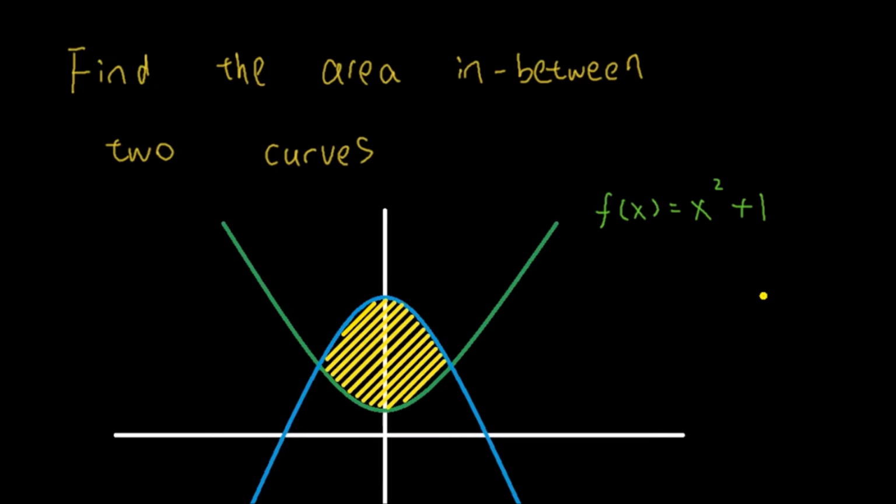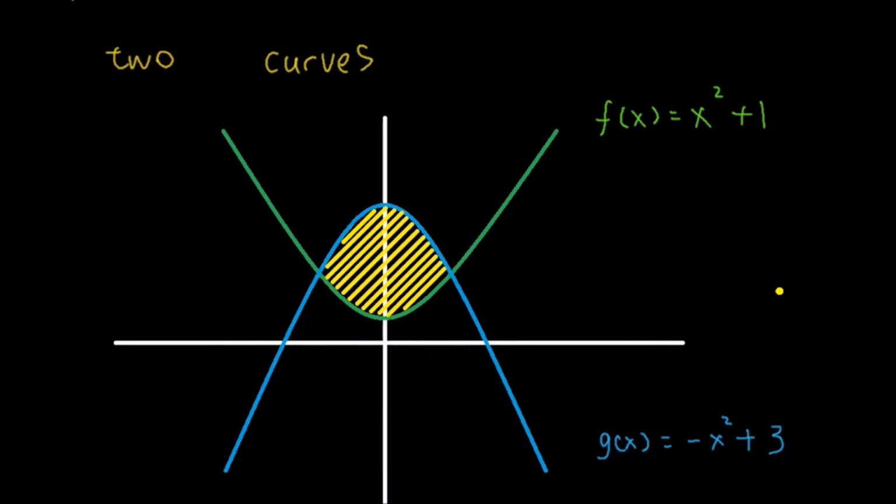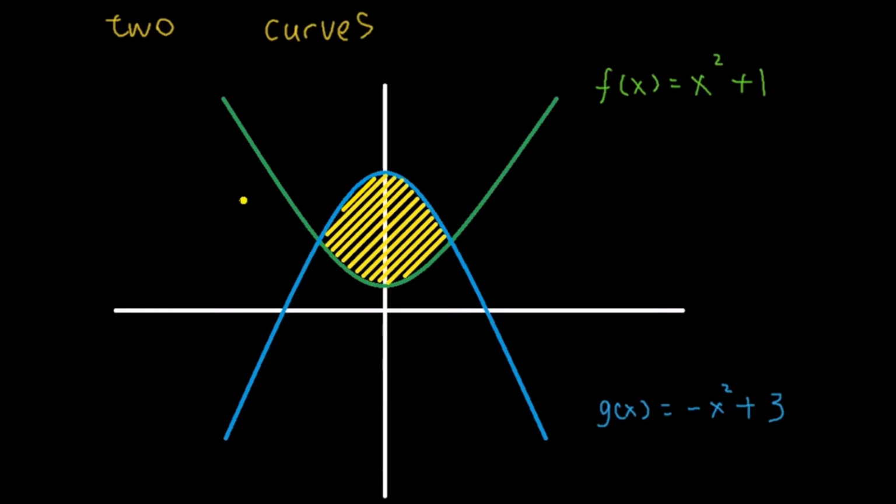In this video, I'll find the area in between two curves. Let's take a look at this. Now you see two curves in front of you here. One is the green curve, and one is the blue curve. The green curve has a function f at x equals x squared plus 1. The blue curve has a function g at x equals negative x squared plus 3.